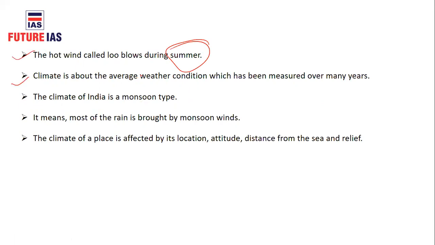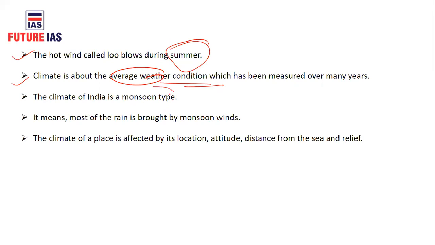The climate is about the average weather conditions. So climate की अगर हम बात करेंगे तो average weather conditions की बात करेंगे, that will be measured over many years. Many years का मतलब around 30 years or 40 years. But weather की बात करेंगे, that is day-to-day weather changes, right, of the climatic parameters.